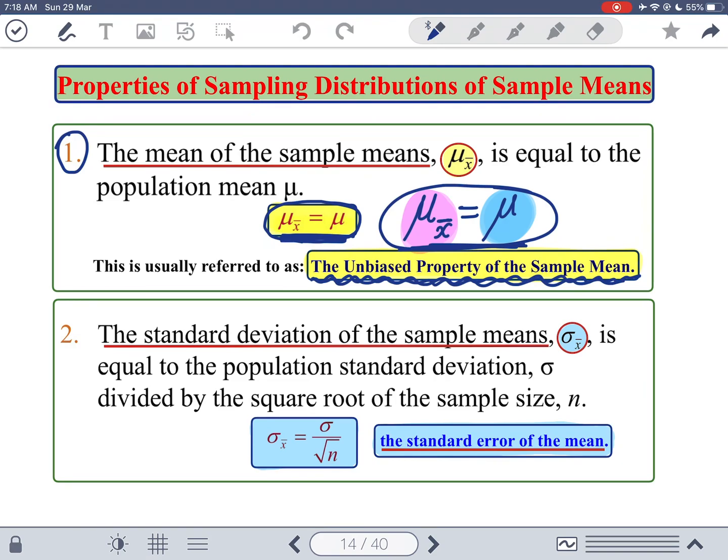And the second nice property of the sampling distribution for sample means is the standard deviation of the sample means. You do the same as you did here, where you took the mean of the sample means. Here you take the standard deviation of the sample means. This is equal to the population standard deviation sigma divided by the square root of the sample size.